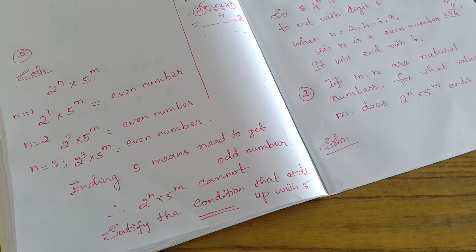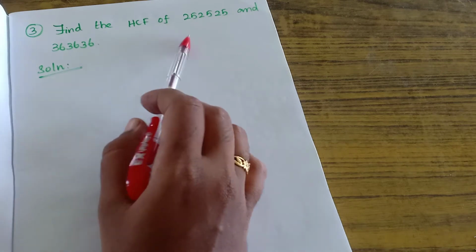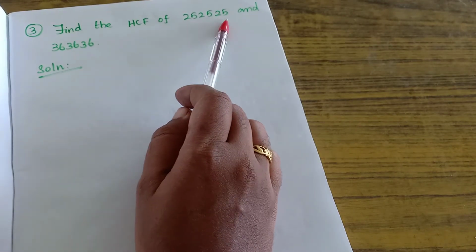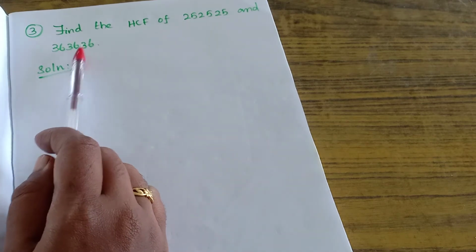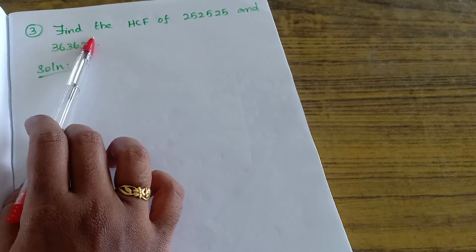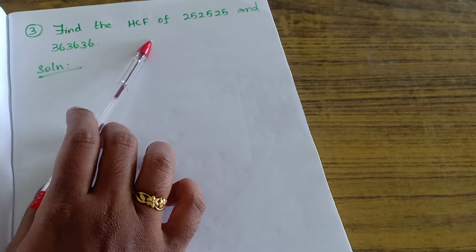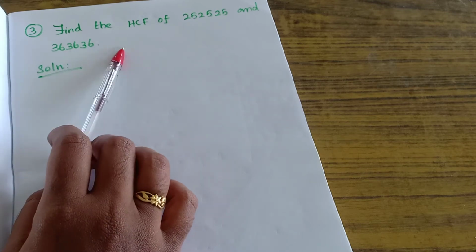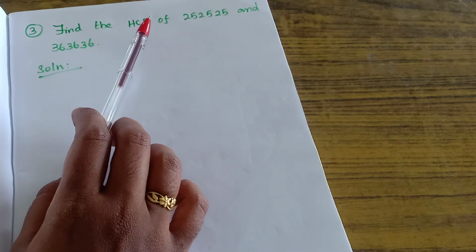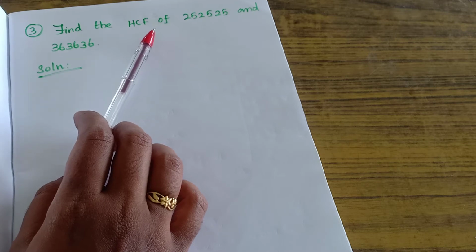Shall we move to the next question, the third question? Very simple question. Find the HCF of 25,25,25 and 36,36,36. Suppose in an examination they ask to find the HCF by the fundamental theorem of arithmetic. In that case, you should use the fundamental theorem of arithmetic only. But sometimes if they simply ask to find the HCF, you can use the division algorithm also, that means Euclid's division algorithm.